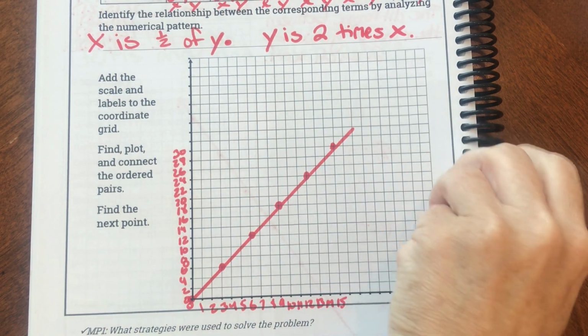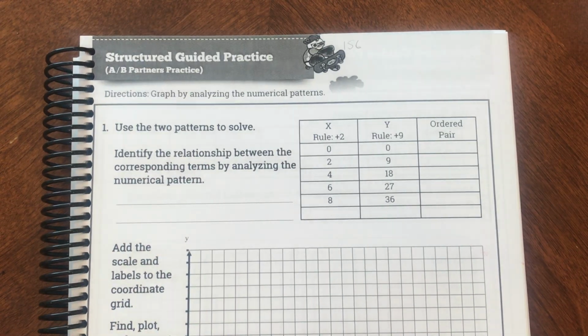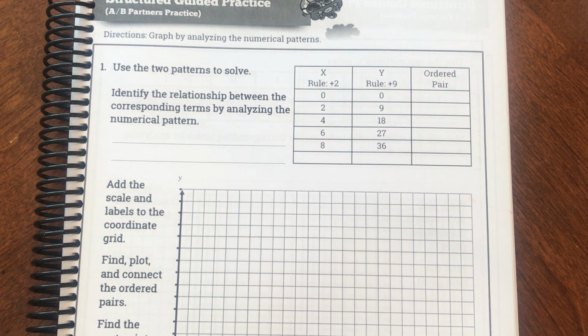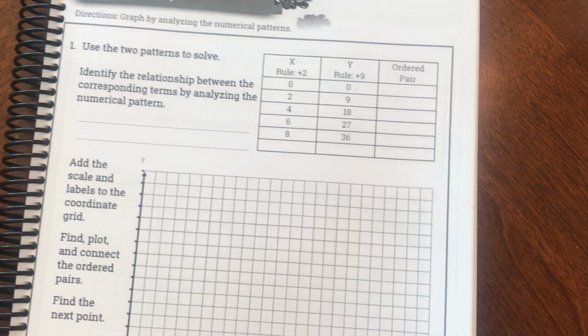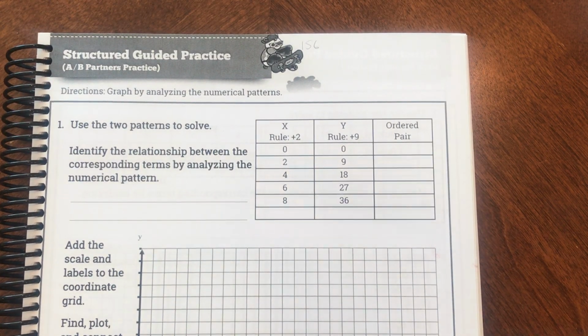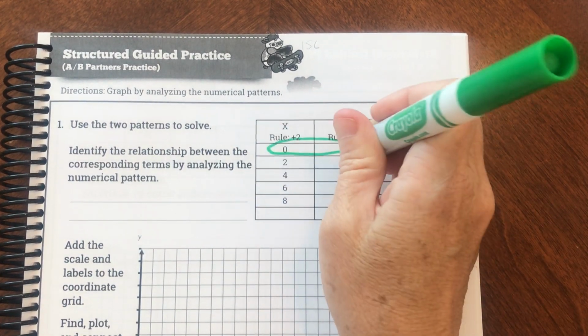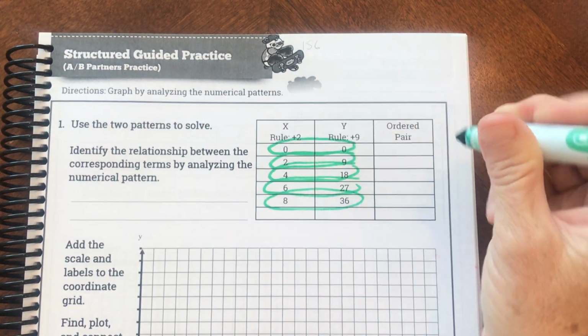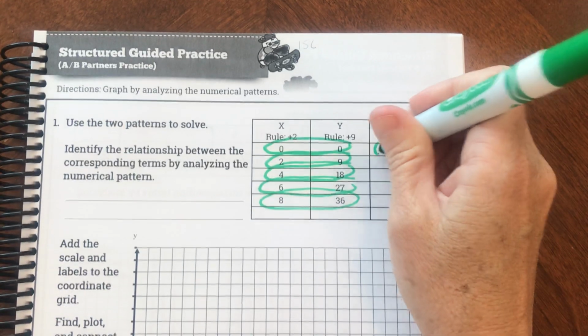Okay, so let's try some of these. You should be on page 156. And it says, use the patterns to solve. Identify the relationship between the corresponding terms by analyzing the numerical pattern. I think let's just fill in our table to start with. So if I look at my table, what do I see? This time my ordered pairs are given horizontally.